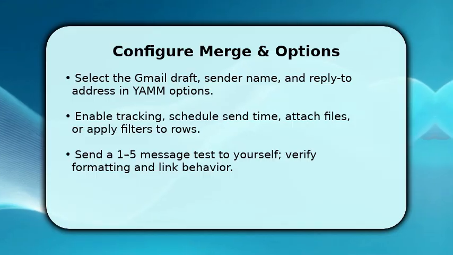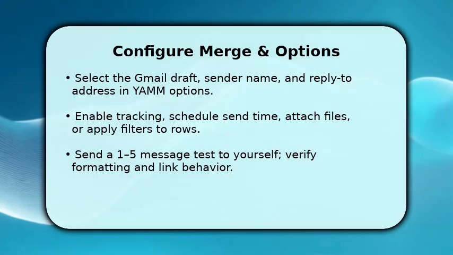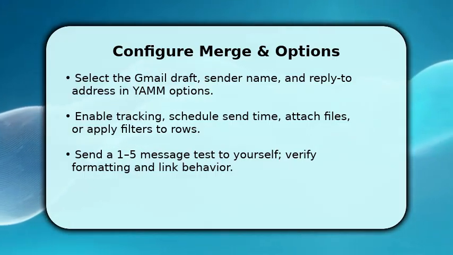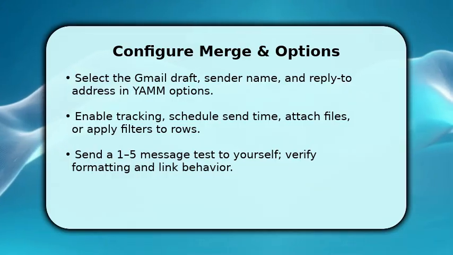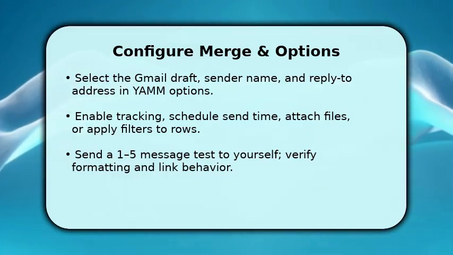Then set tracking options to monitor opens and clicks, and choose schedule if you need a timed campaign. If attachments are required, add them now and use the filter dropdown to target specific rows or segments. Make sure to send a small test of 1 to 5 messages to your own inbox. This catches formatting issues and broken links before the full send.